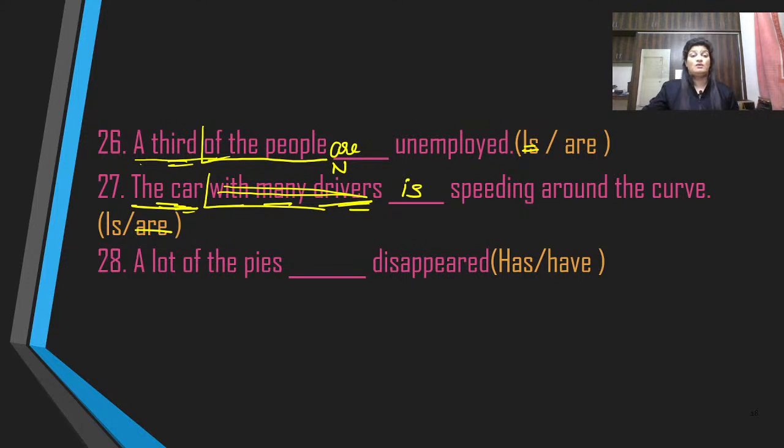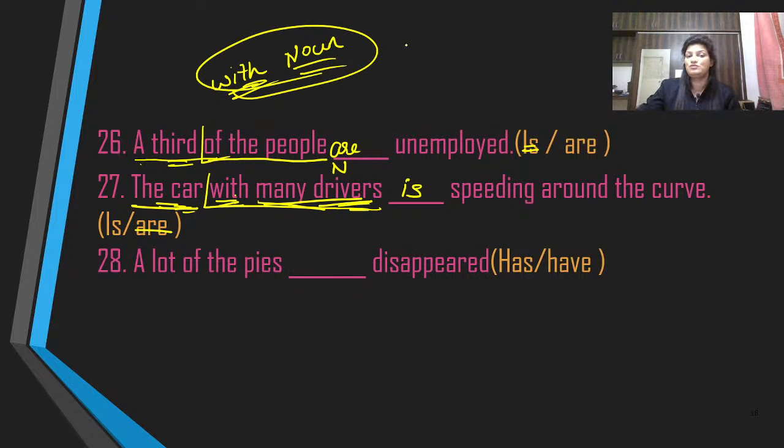Yes, Alma. With is a preposition, right? A prepositional phrase is when you have a preposition and then a noun. So here you have a preposition and then a noun. This many is in fact a determiner, so you include the many over here, and together it becomes a prepositional phrase. So you ignore that.